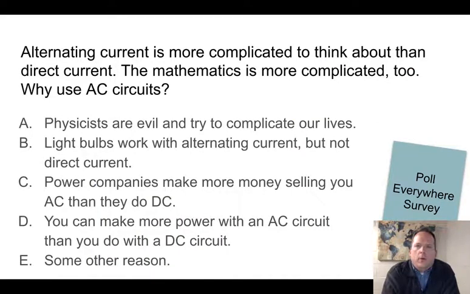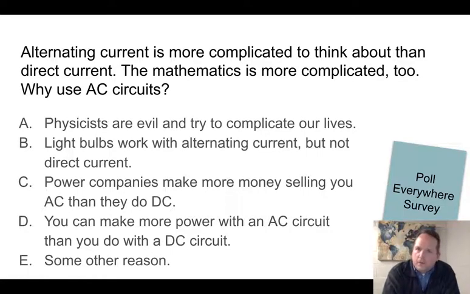So we get to our first Poll Everywhere survey question of this particular lecture. At least in my head, alternating current is a lot more complicated to think about than direct current. And it turns out if you do the mathematics, that's more complicated too. So why in the world would we use AC circuits? You're not expected to know the answer to this question. I'm just curious what you think.